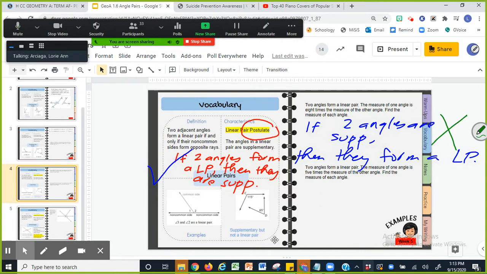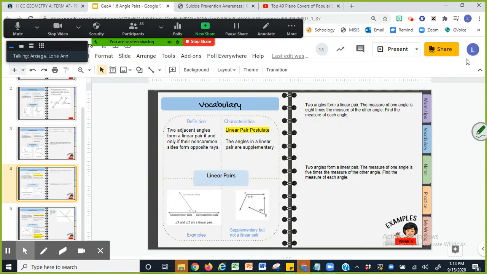Why? Because if you take a look at these two examples at the bottom, they are supplementary, right? 115 plus 65 is 180, but they're not together. So they don't form a linear pair. This is why I mentioned last time that some definitions are two-way conditionals, meaning if you interchange the if and then parts, both statements would be correct. But now we're seeing an example of a statement that has a converse that's not necessarily true.